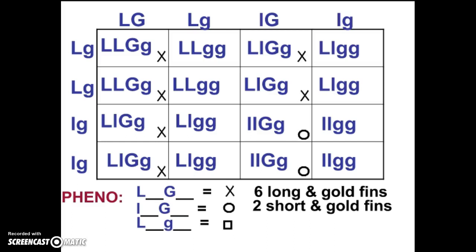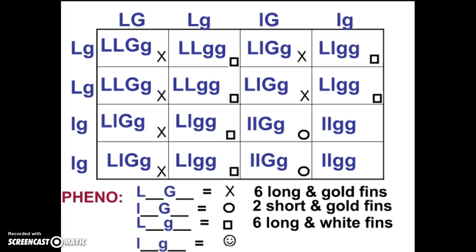For the next combination of pairs, I will have big L something, little g. So we will have long and white fins. I will have 6 of those. And the last but not least, I will have both recessive characteristics of short and white fins. I will have 2 of those.